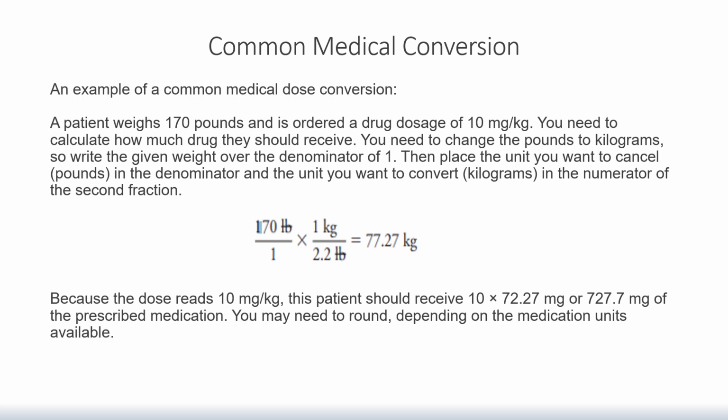Once you have your kilograms, you can write the given weight over the denominator of 1. This would be for dimensional analysis. Then place the unit you want to cancel, which is pounds, in the denominator for the unit you want to convert, which is kilograms, in the numerator of the second fraction. Because the dose reads 10 milligrams per kilogram, this patient should receive 10 times what their weight in kilograms is, which is 72.27, or 727.7 milligrams of the prescribed medication. You may need to round depending on the medication units that are available.